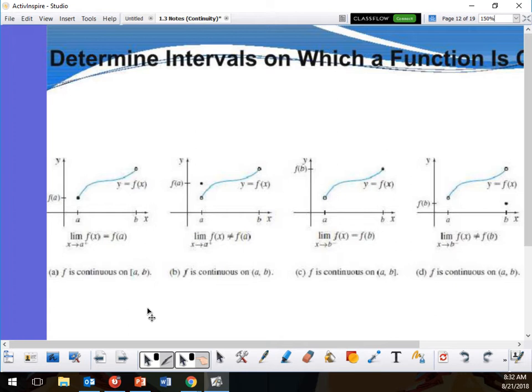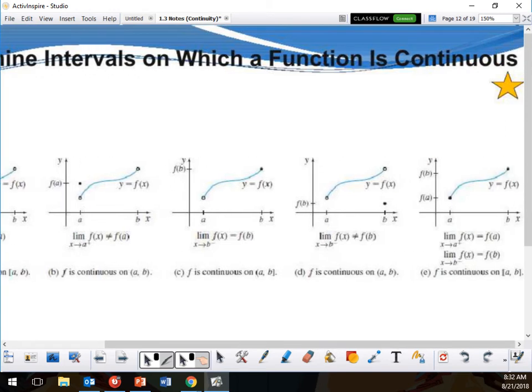Like, do we just write it like f is continuous on this interval here? Yeah, so you'd use a bracket and a parenthesis. Okay, so there's a parenthesis and there's a bracket. So bracket for included, parenthesis for not included.